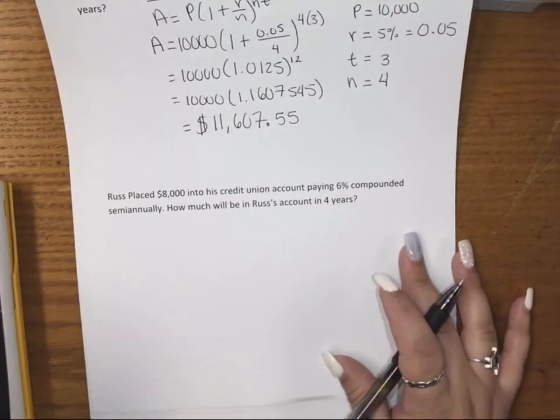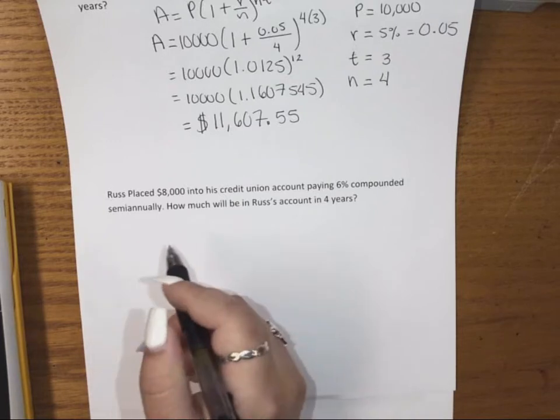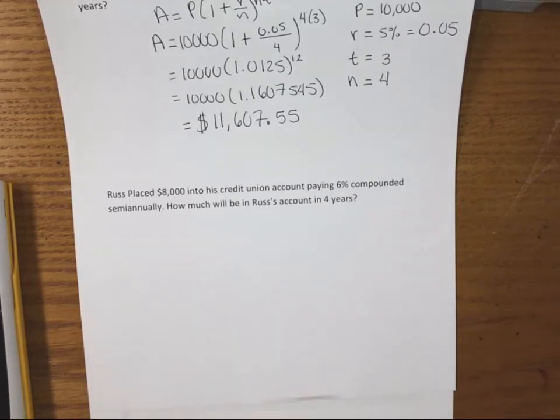Let's say now we have Ross who placed $8,000 into his credit union account, paying 6% compounded semi-annually. And we want to know how much will be in Ross's account in 4 years. So this is a good place to pause the video, go ahead and give it a try, exactly how we did the one before, and come back to the video and double check your answer.